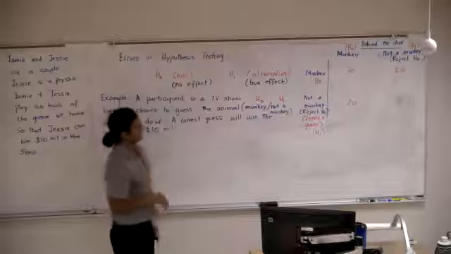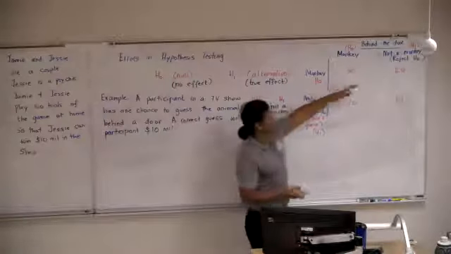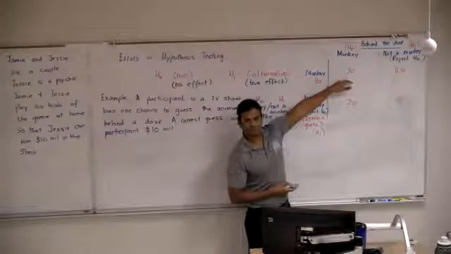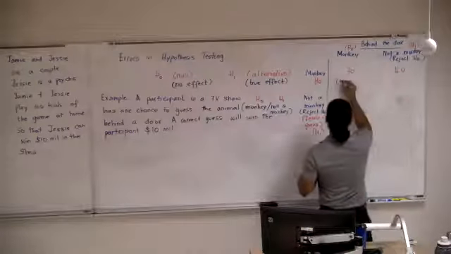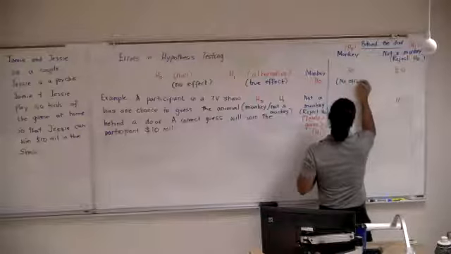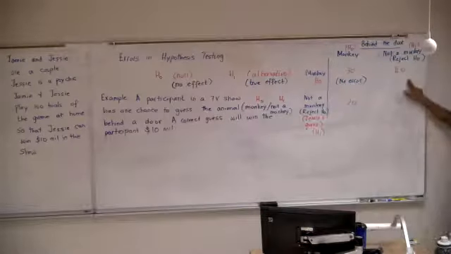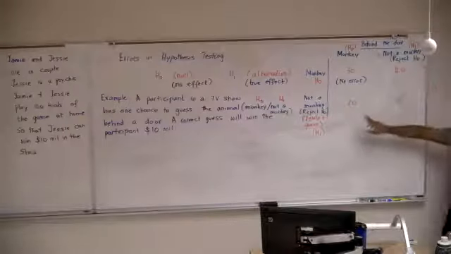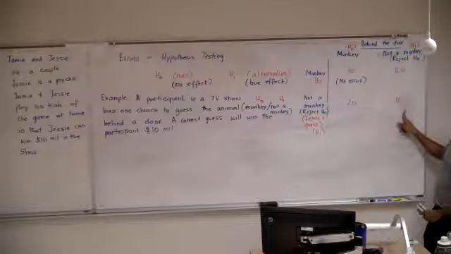Good. Did Jessie make a mistake here? No. So no error. Did Jessie make a mistake there? Yes, right? 40 times. How about here? Yes. How about that? No error.